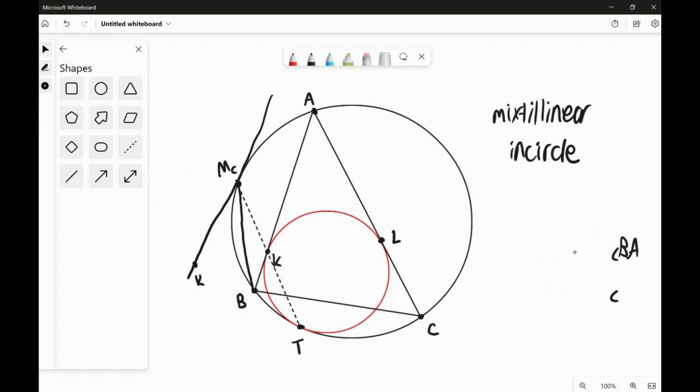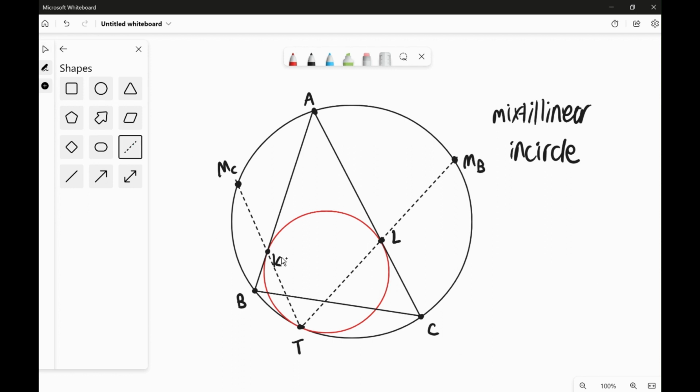So now that we know that TK passes through MC, we can go ahead and erase this tangent, and we now know this for sure. Similarly, we know that TL passes through the midpoint MB. And now for the next step, we wish to show that the incenter I is the midpoint here. And in order to do this, we'll need a subordinate lemma involving these points here.